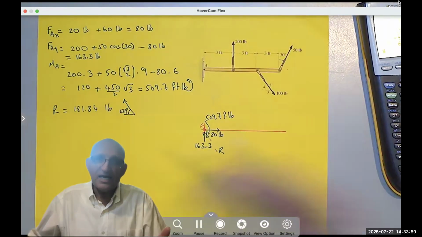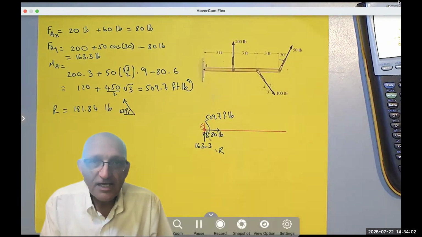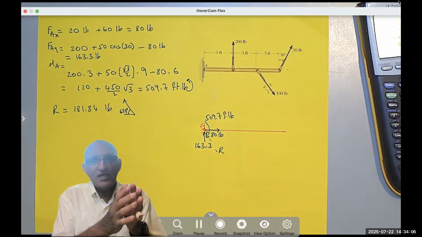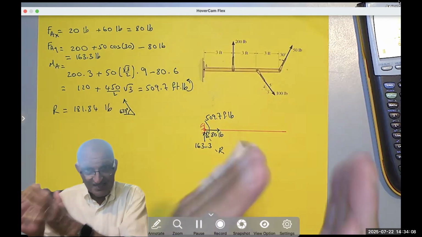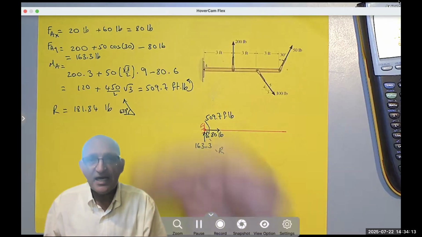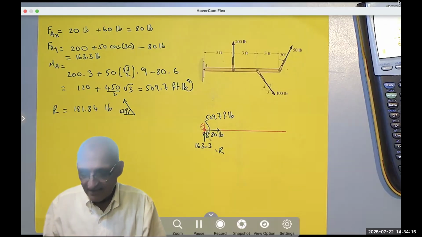Okay, and that was the last thing we wanted to cover in couples: how do you transform a force into the same force at a different location along with a couple, because that may help us later in our analysis.